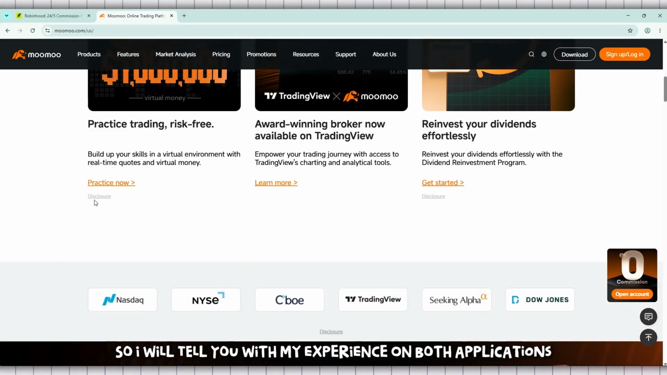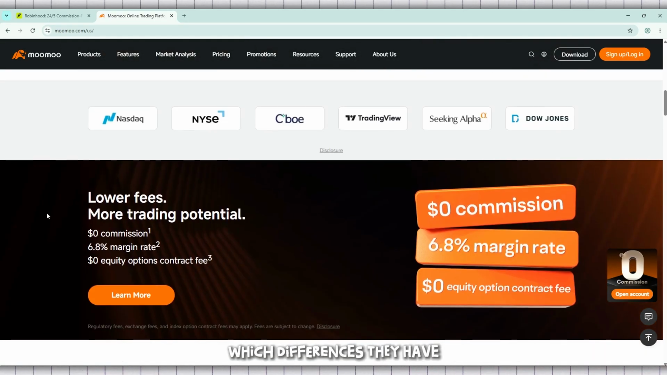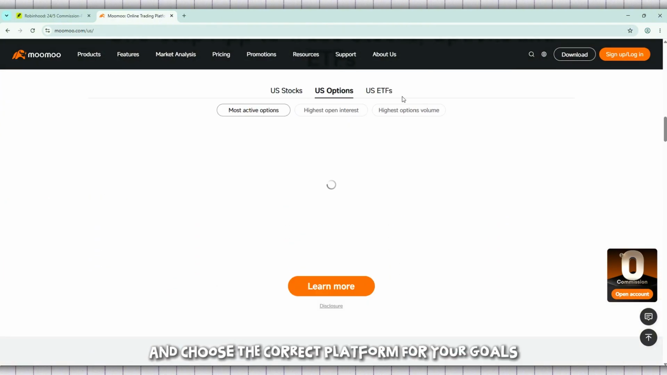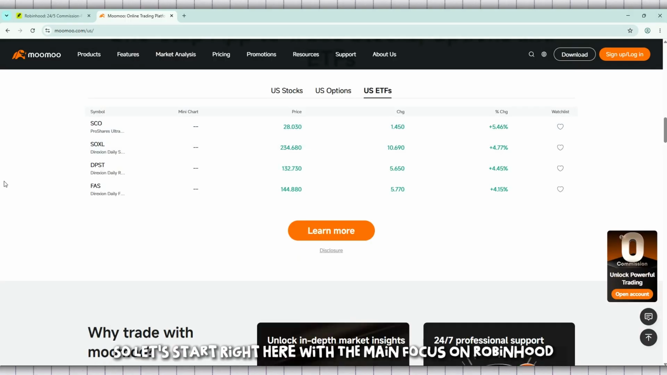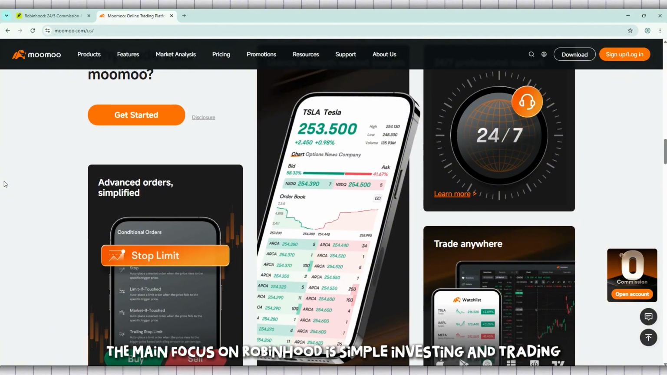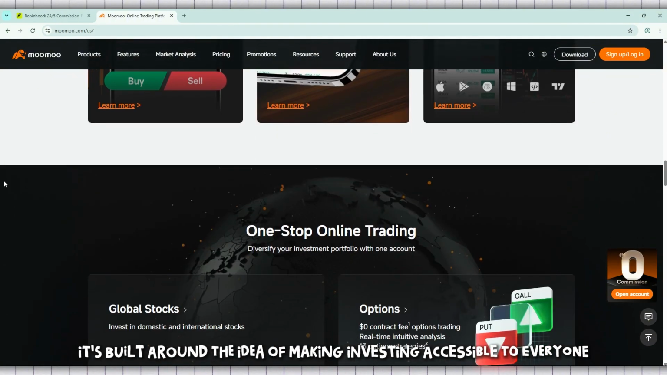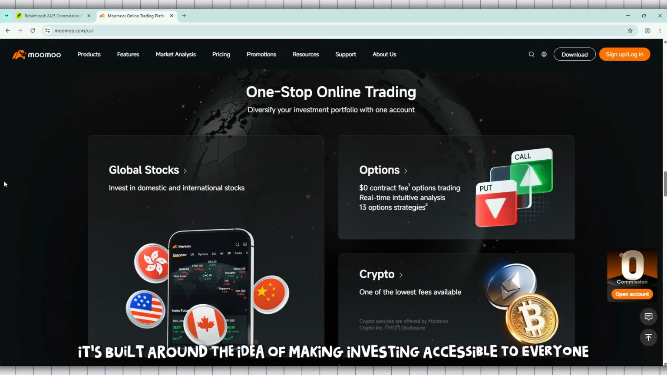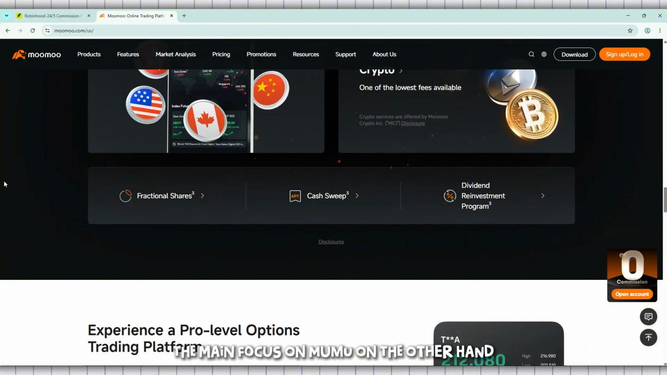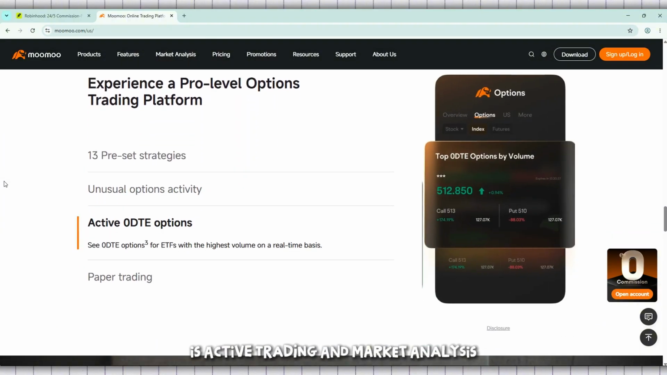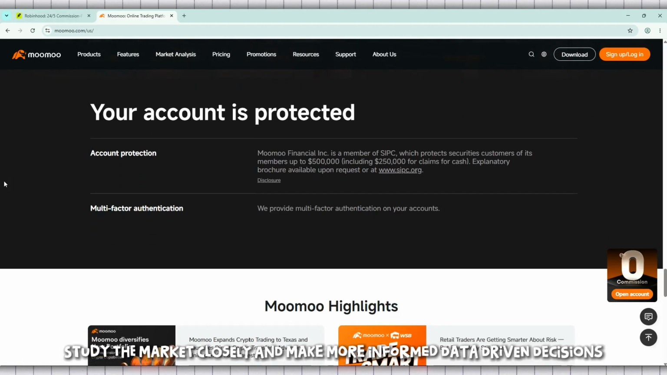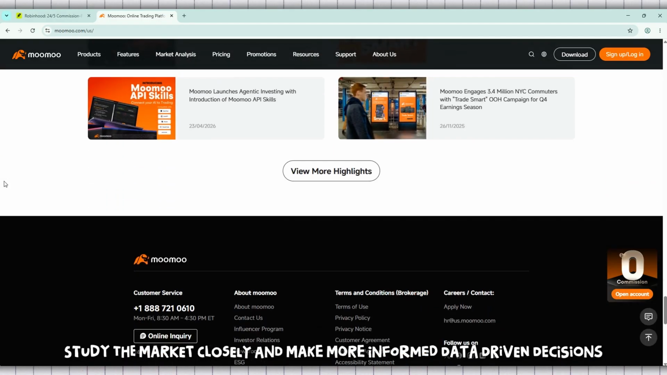So I will tell you with my experience on both applications which differences they have, so you can check it by yourself and choose the correct platform for your goals. So let's start right here with the main focus on Robinhood. The main focus on Robinhood is simple investing and trading. It's built around the idea of making investing accessible to everyone, even if you've never bought a stock in your life. The main focus on MooMoo, on the other hand, is active trading and market analysis. It's designed for people who want to go deeper, study the market closely, and make more informed, data-driven decisions.